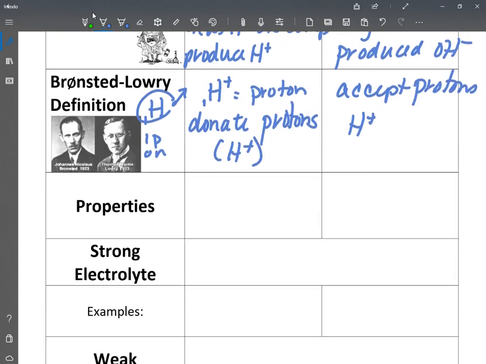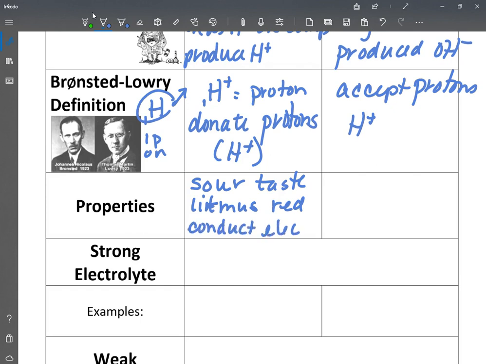All right, some of the properties. Acids tend to have a sour taste. Something you probably did in grade school, you did a litmus test. It turns litmus red, and they will conduct electricity. Bases have a bitter taste. They turn litmus blue, but they also will conduct electricity.